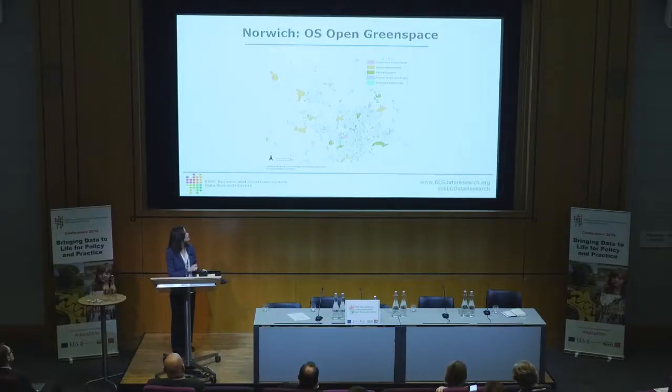What about different data sets, different ways of defining green infrastructure? We could look at something like the Ordnance Survey Open Green Space Map. So this was released in July 2017. This was after we started our project. And you can see that the extent of this green infrastructure defined by the Ordnance Survey Open product is quite a bit less than what we were getting from our pooled data set.